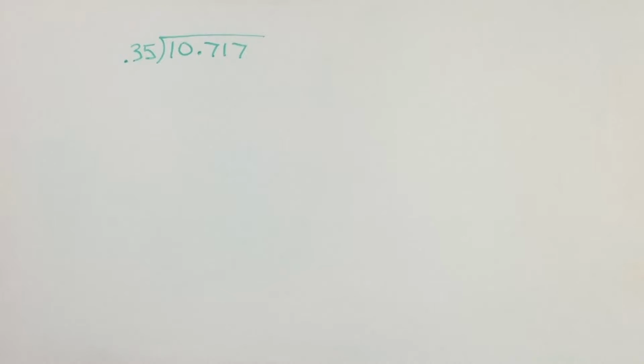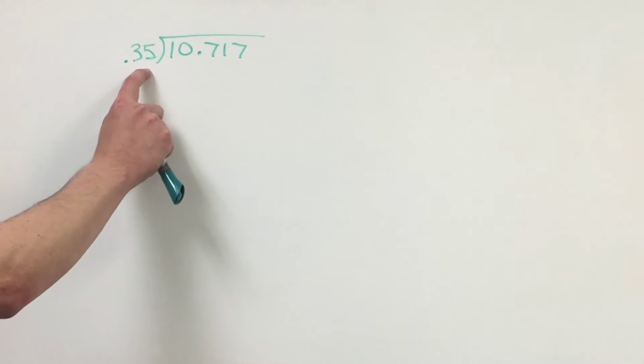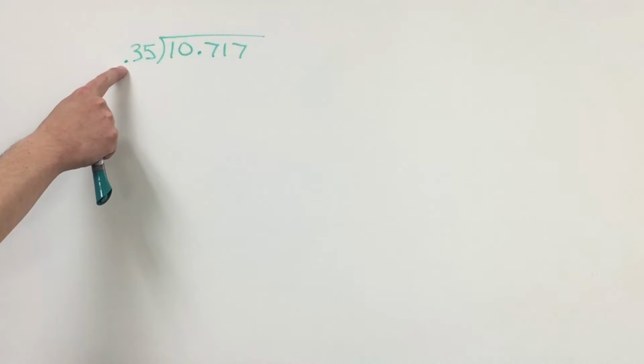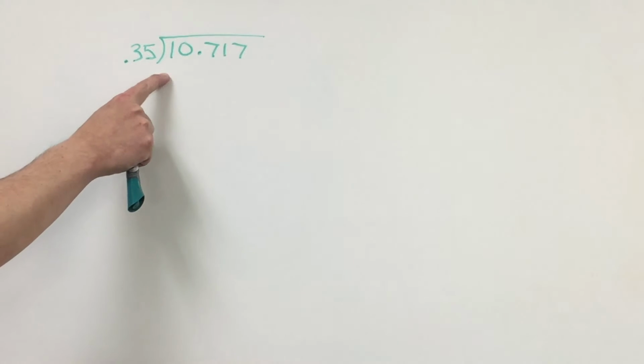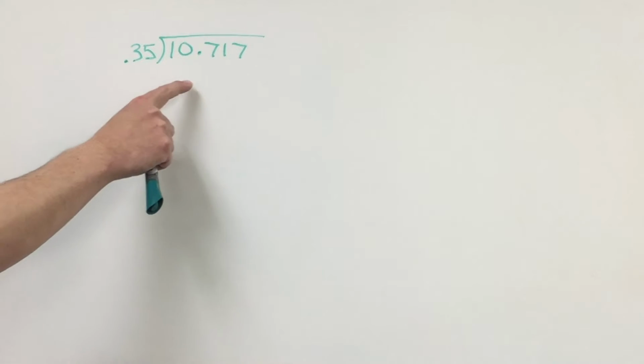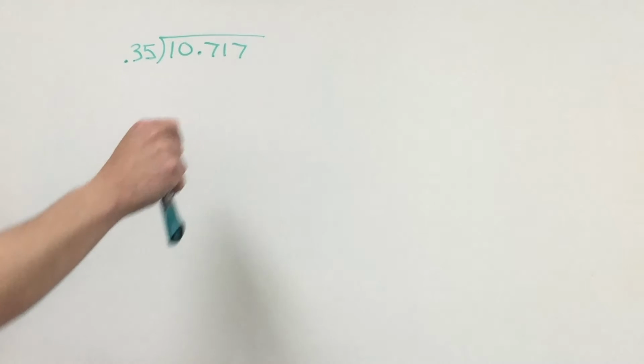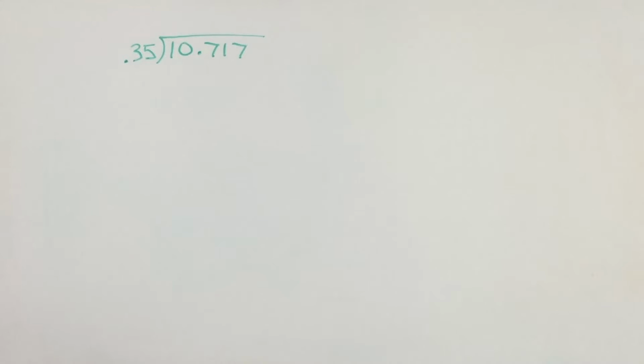Here we have a problem where both the dividend and the divisor are decimals. Before we can start dividing, we need to turn that decimal, the divisor, into a whole number. To do that, we move the decimal point to the right the same number of spaces in both the divisor and the dividend. In this case, we need to move the decimal point 2 spaces to the right to make it a whole number.